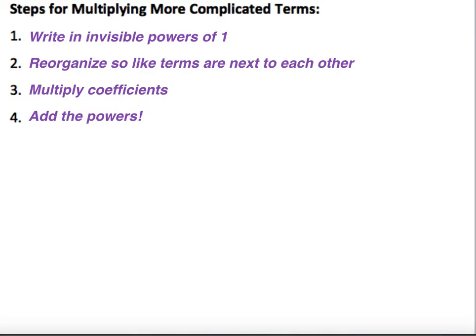First, see if there's any variables that have no exponent, and then write in the invisible power of 1 on those. Second, reorganize your expression so that like terms are multiplied next to each other. Third, multiply the coefficients, the numbers that are normal, not variables. And lastly, add the powers on pieces of your expression that have the same base. We'll work through an example together.